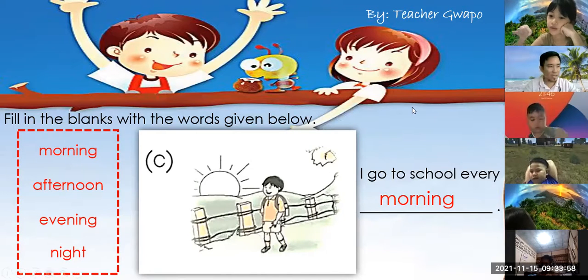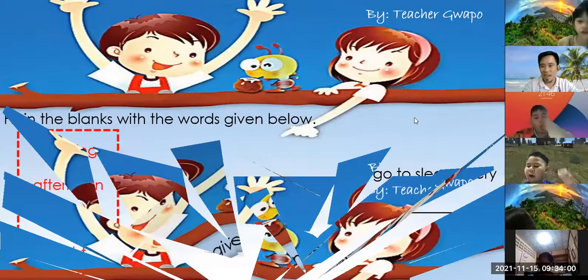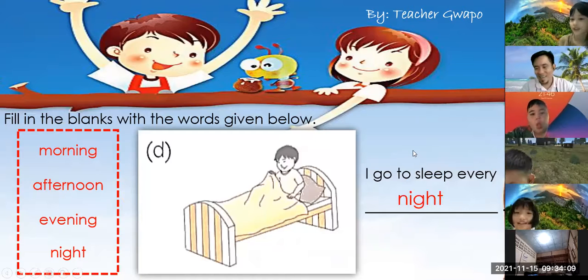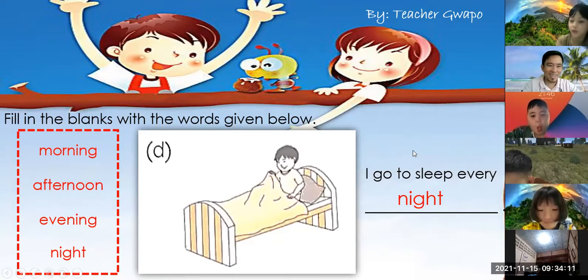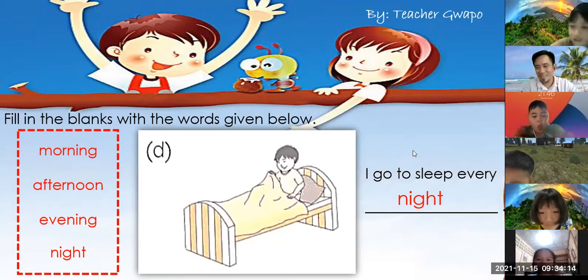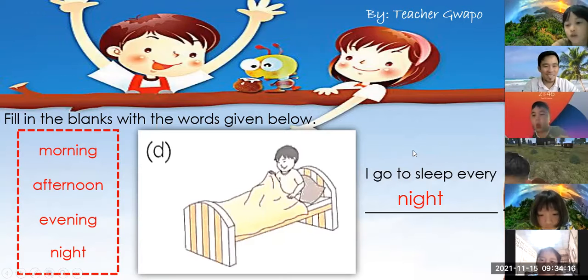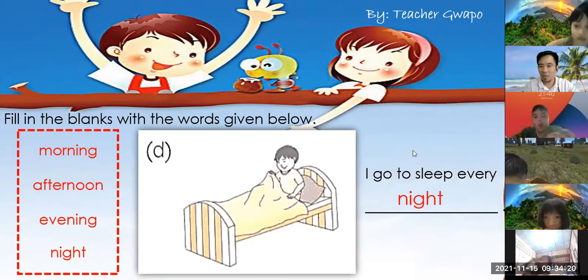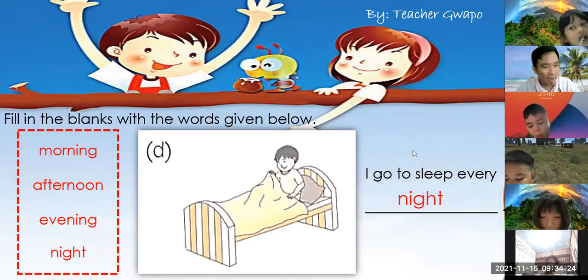Letter D. What do you think here? I go to sleep every morning? Morning or night? Okay. Every night. Okay, you go to sleep every night. Afternoon when I am a kid. Oh, okay. Sometimes you sleep in the afternoon, but most of the time you sleep every night. Okay, letter E, second to the last.